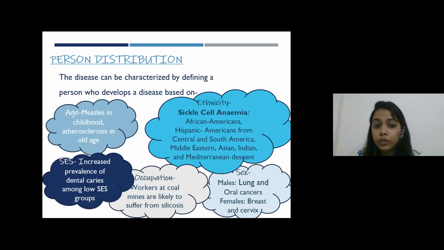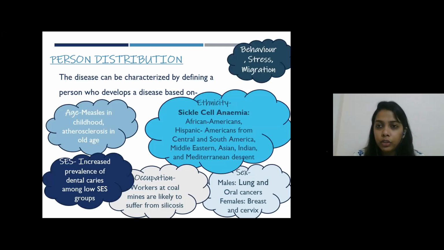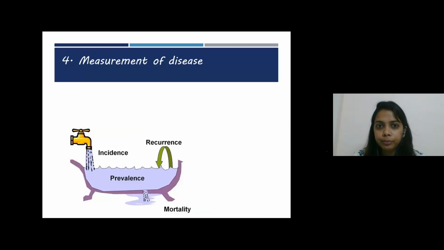It could also be based on the socioeconomic status. And we know that there's an increased prevalence of dental caries among people belonging to the lower socioeconomic groups. It could also be related to behavior, stress, and migration. So, based on any of these, depending on the aim or objective of your study, this is your person distribution.